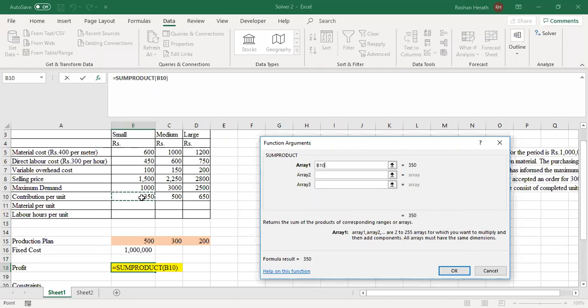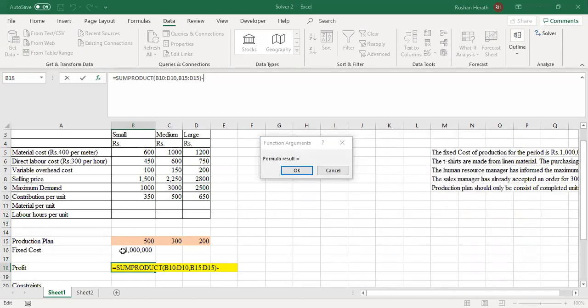First, I might select that particular range. Then you need to give the corresponding range. The corresponding range is going to be your product mix. It goes from 500, 300 and 200, the corresponding values. So once you get that, you can see that the total contribution comes. From that total contribution, if you deduct the fixed cost, that is your profit.